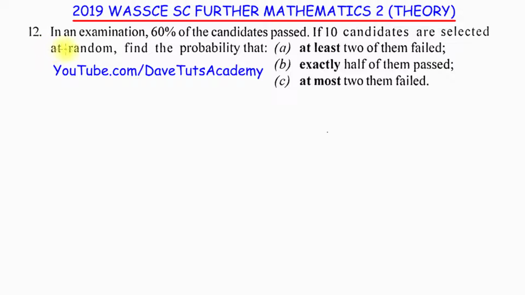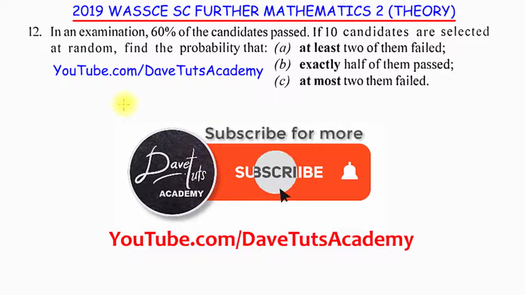In this question on binomial probability, we are told that in an examination, 60% of the candidates passed. If 10 candidates are selected at random, we are to find the probability that at least 2 of them failed, exactly half of them passed, at most 2 of them failed.